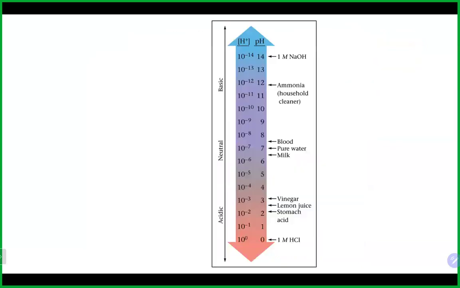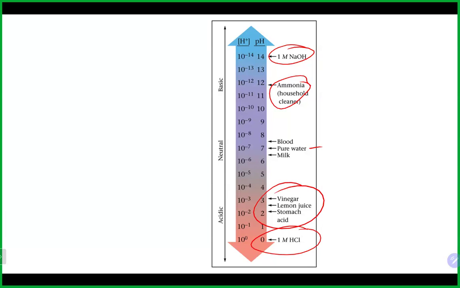Here's our pH scale. And again, we see things like sodium hydroxide, which is a strong base. A lot of cleaners are also basic. And we also got some acids down here, which are acidic, like vinegar, lemon juice, and stomach acid. We have some pure water here at a pH of 7. If you check the pH of water, that's maybe not pure water. Will it be a pH of 7?